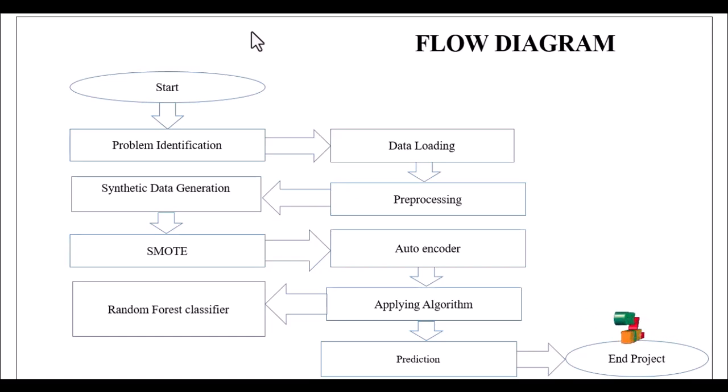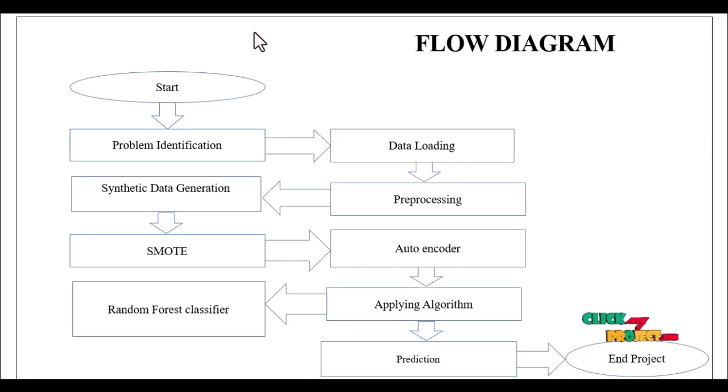In synthetic data generation, it uses SMOTE, autoencoder, and incremental SMOTE. As I already said, SMOTE helps to balance the dataset and create new synthetic samples. Autoencoder is a neural network. It reconstructs the existing data. After that, we apply an algorithm, for example a random forest classifier, to classify. Then we give the prediction input. Based on the input, the prediction shows high, medium, or low based on the given user inputs.